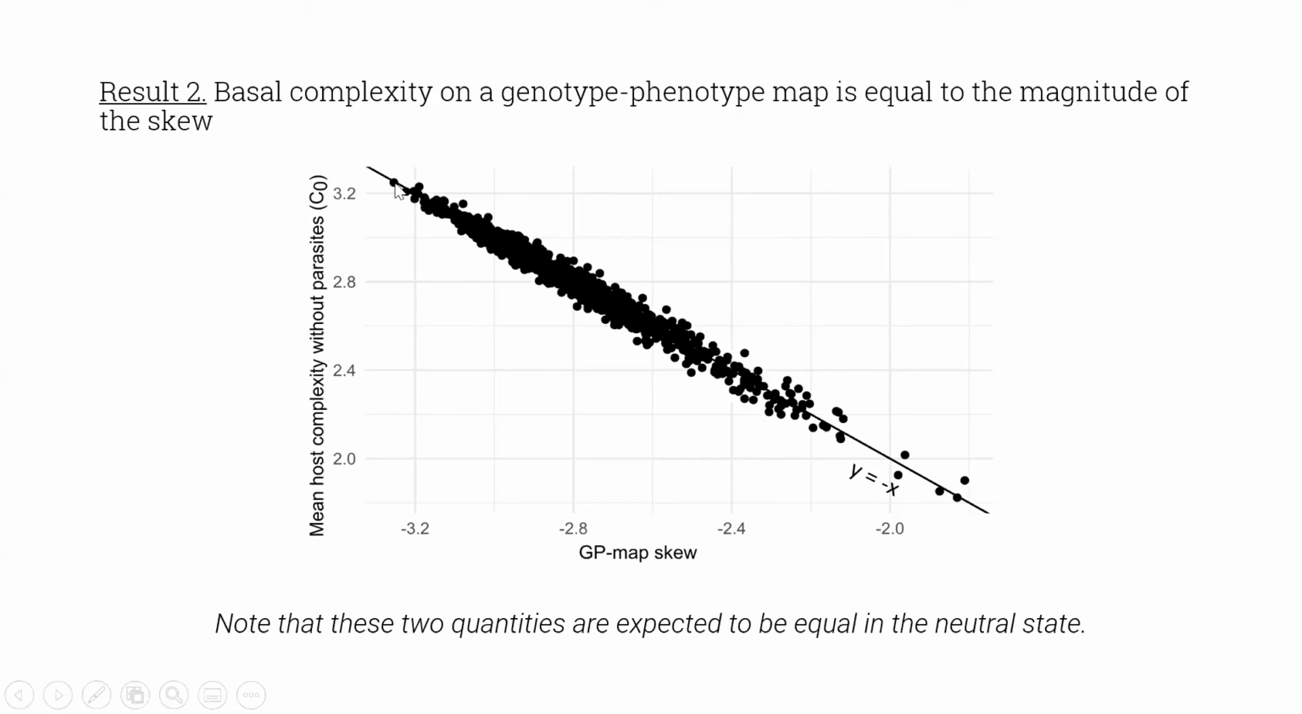And that's when you see this. So this is the y equals minus x line that denotes that the negative of the skew is equal to the mean host complexity without parasites. And all these genotype-phenotype maps give populations that lie along this line.